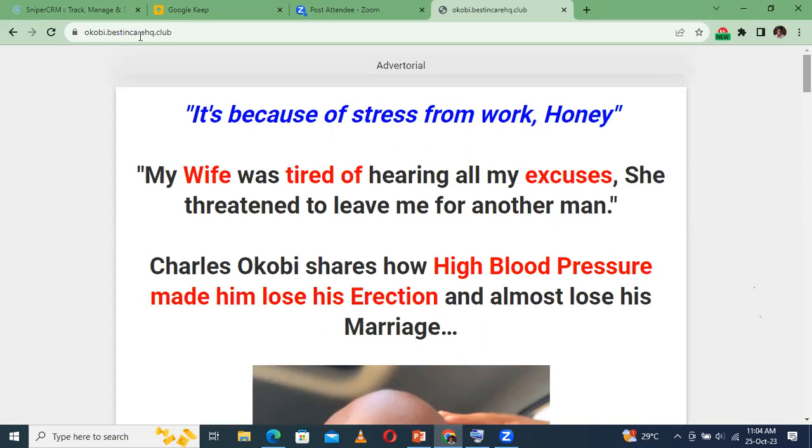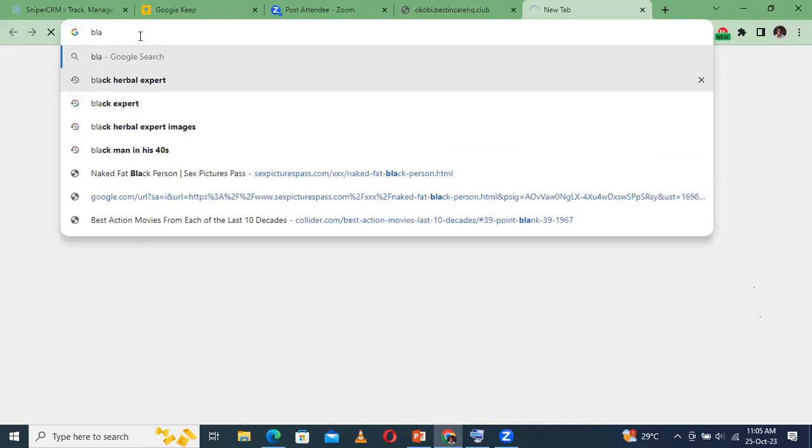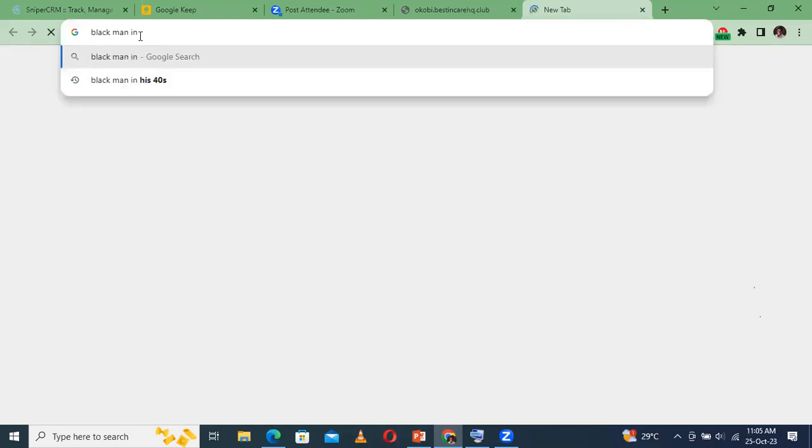No, free images. Let me show you one example. There's a way you know free image websites. So let me search. Let me just say black man in his 40s. Let me just search. Black man in his 40s. They even brought it. Seems I've searched it before. Wow, why did this page not respond?